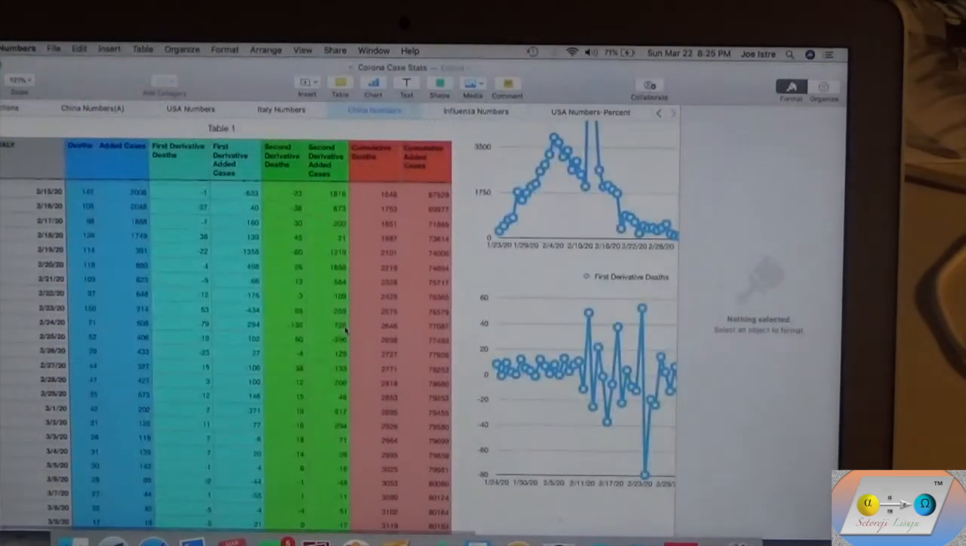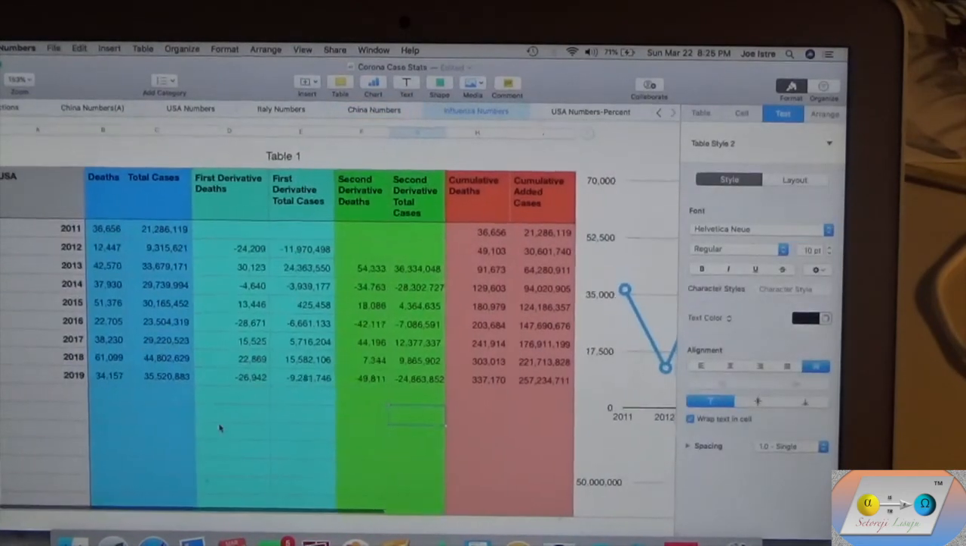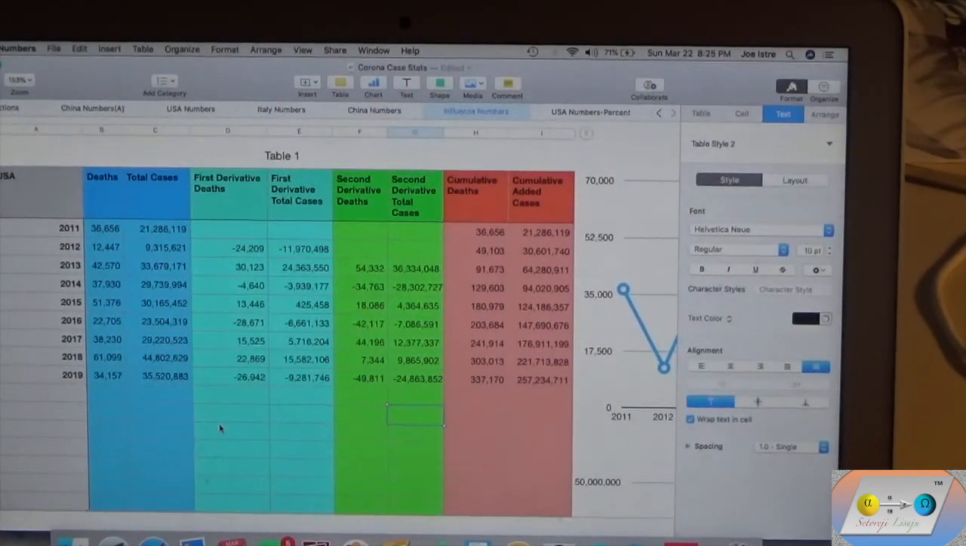Okay, in comparison, let's look at the influenza numbers in the USA for the past few years. For influenza, we get tens of thousands of deaths every year. So look at 2011 to 2019. We got like 61,000 dead in the 2018 ending, right? And then the minimum was approximately 12,000 in 2012. The total cases infected were in the order of 35 million, 30 million, 29, 23 million, and a low of 9 million in the 2012 year.